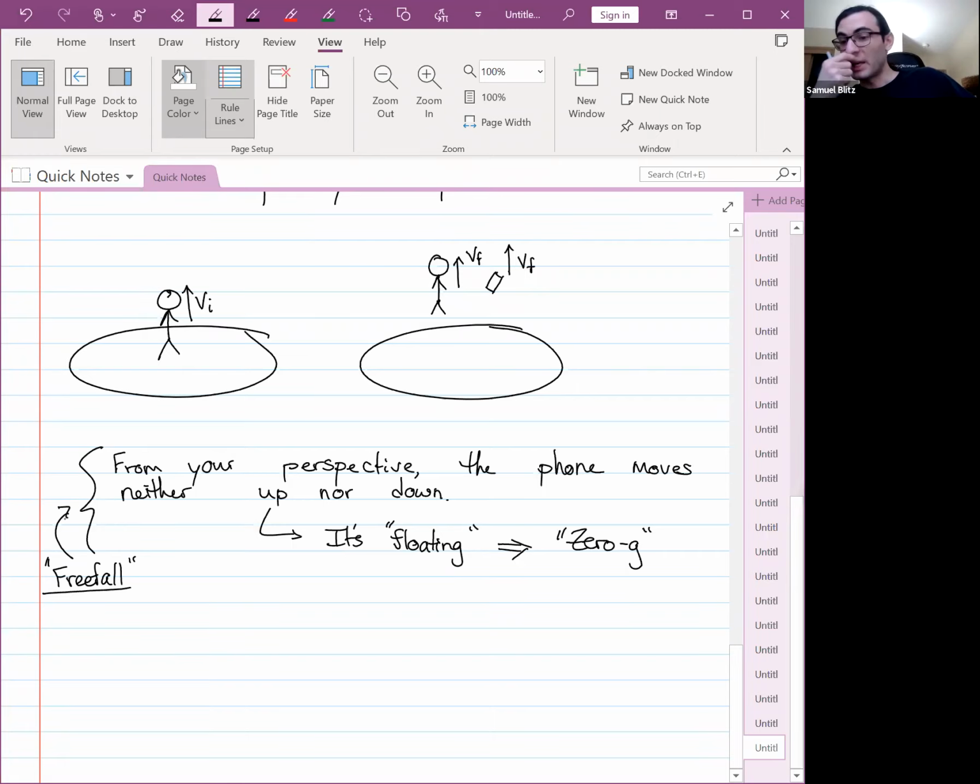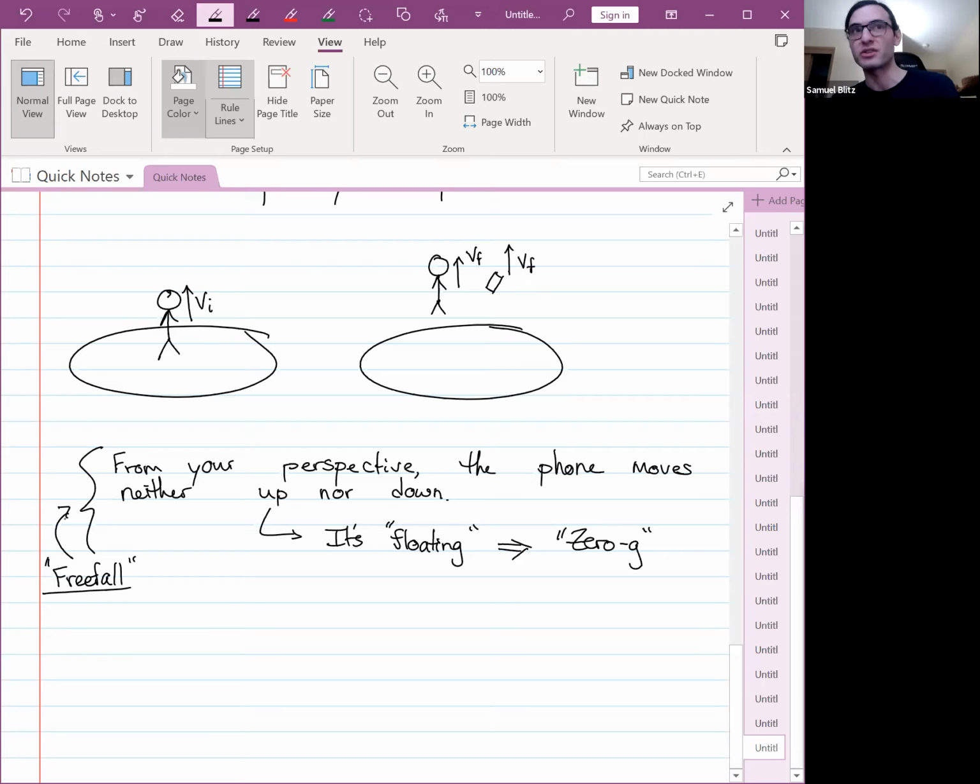So free fall is effectively what happens when just gravity is acting on you. Like there's no normal force pushing up on you. I mean, in real life there'd be friction here, of course, but there's no normal force pushing up on you. There's no spring force, there's no tension, whatever. It's just gravity. And because it's just gravity, if just gravity is affecting you and just gravity is affecting something else nearby, that something else nearby will appear to just float there.